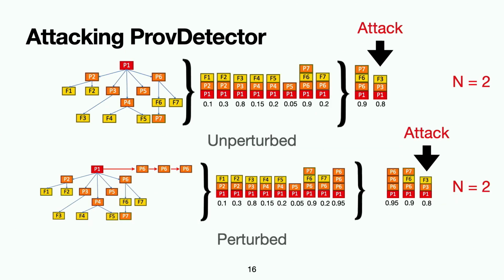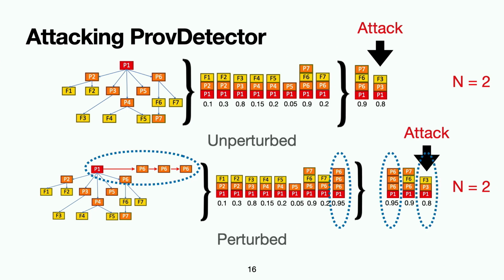What this looks like is, at the top, we see an unperturbed provenance graph where the attack substructure is correctly being identified. However, if the attacker was to include this path P1, P6, P6 to P6, which is a benign substructure, we can see that this benign substructure contains a high rarity score. So high that when it's included in the graph, it pushes the attack substructure from being selected, changing the classification of the graph.